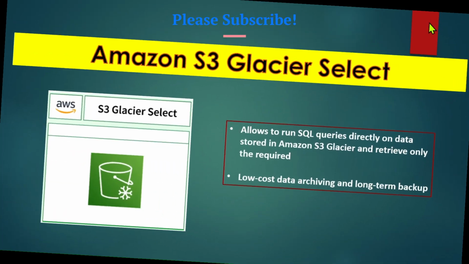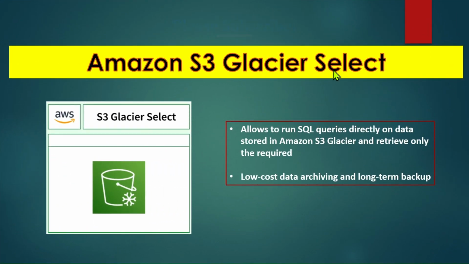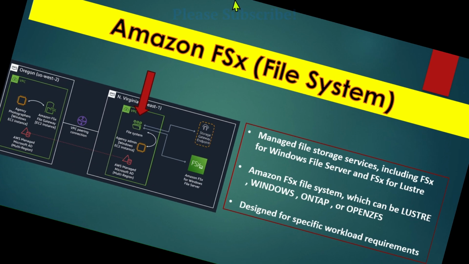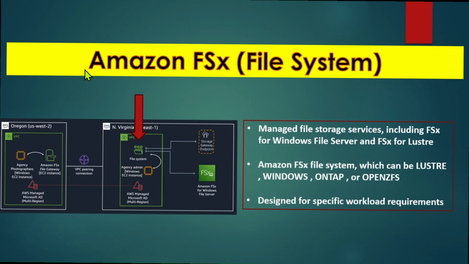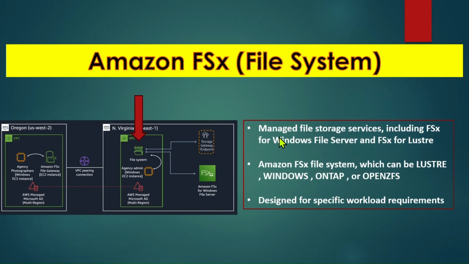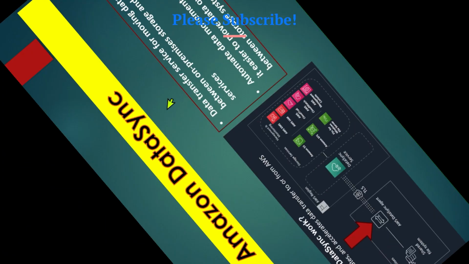Amazon S3 Glacier Select allows you to run SQL queries directly on data stored in Amazon S3 Glacier and retrieve only the data you need. Amazon FSx, File System. Managed file storage services, including FSx for Windows File Server and FSx for Lustre, designed for specific workload requirements. Amazon DataSync.